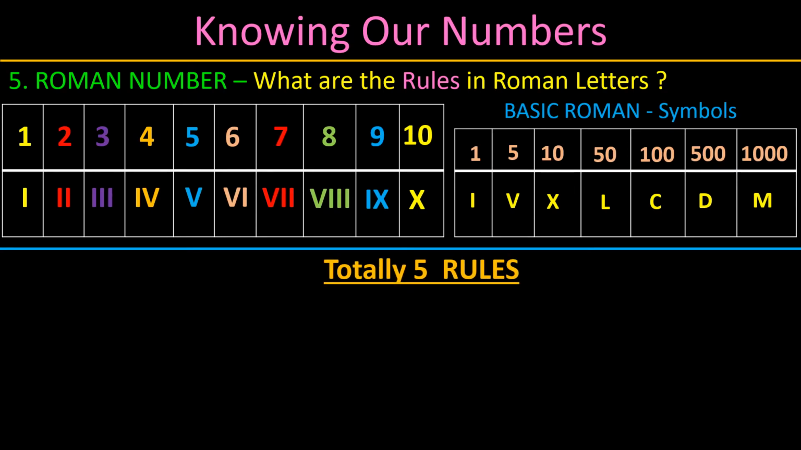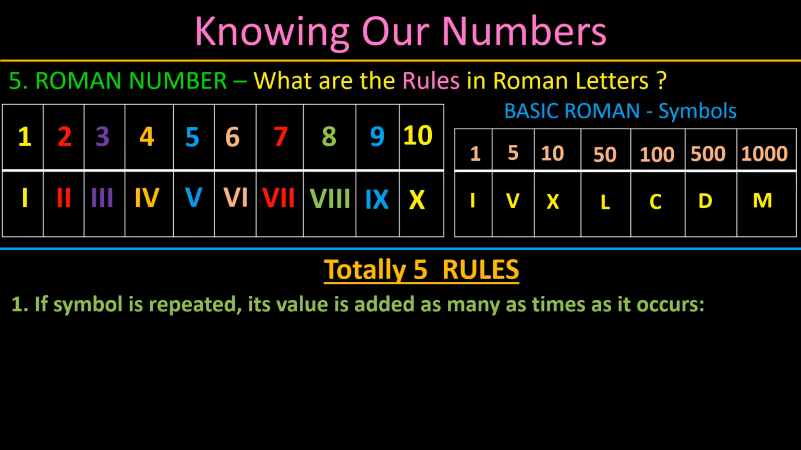Totally 5 rules are available in Roman numerals basically. First rule, let me read the first complete sentence, then I will start explaining each. If a symbol is repeated, its value is added as many times as it occurs. These are the symbols. Symbol is repeated means this is 1. I am writing one more. This is repeated.